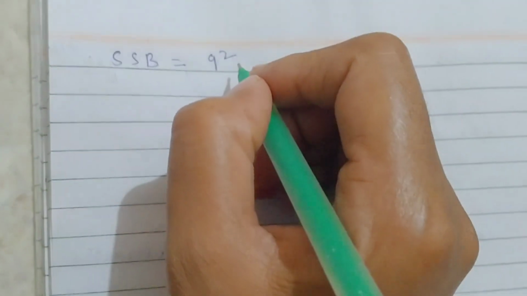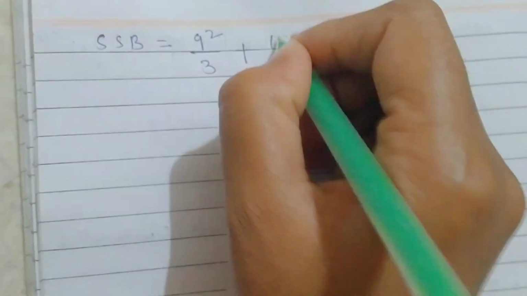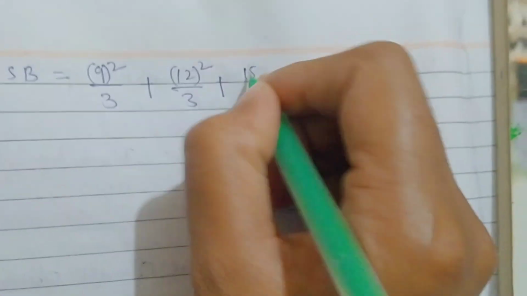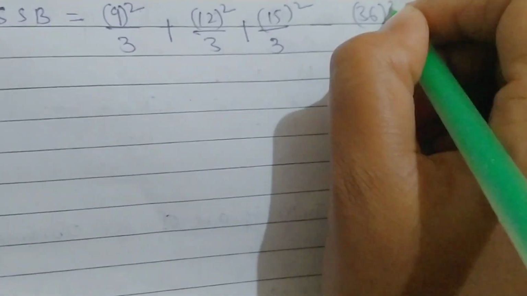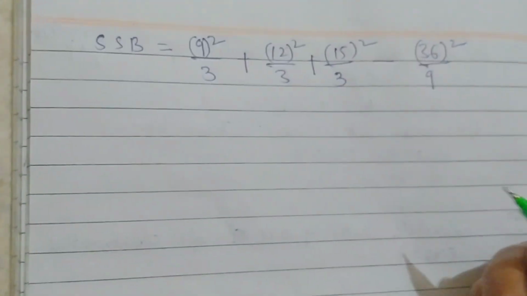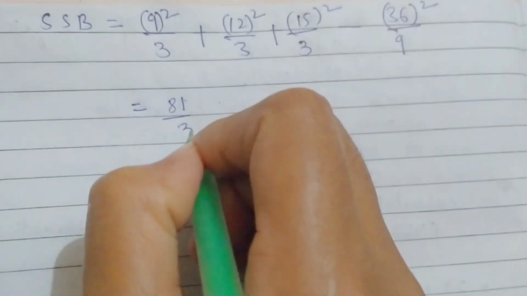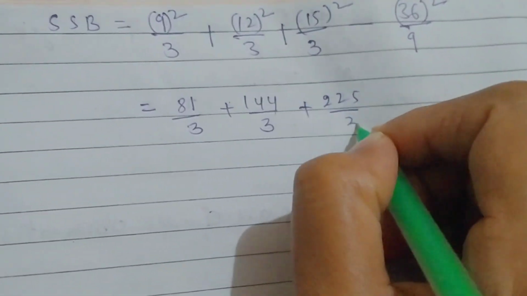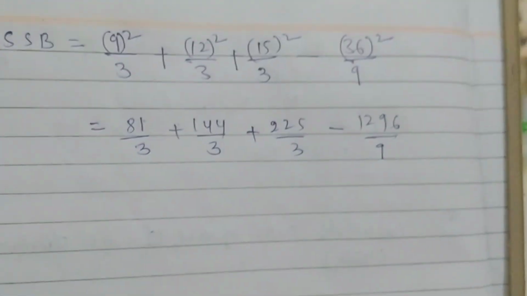So sum square between the groups is equal to, firstly, x1 square, the summation of x1 values we have is 9, divided by n1 as 3. Similarly 12 square divided by 3. Similarly 15 square divided by 3, minus 36 square divided by 9. According to the formula we kept the values, then we need to simplify this. So 81 divided by 3 plus 144 divided by 3 plus 225 divided by 3 minus 1296 divided by 9.